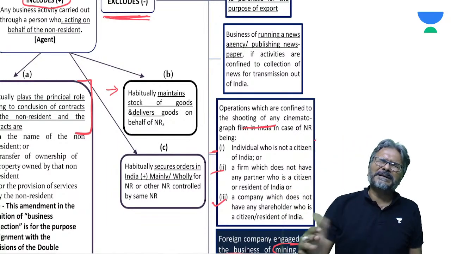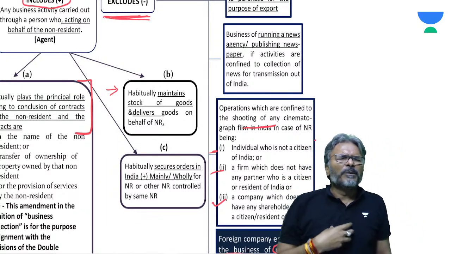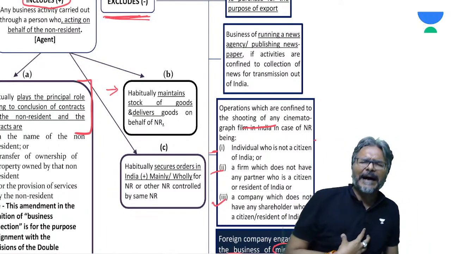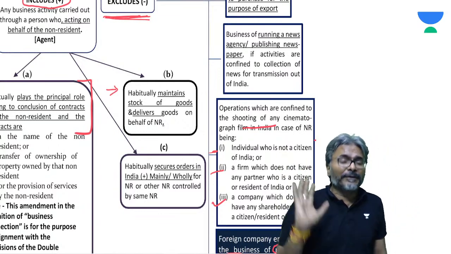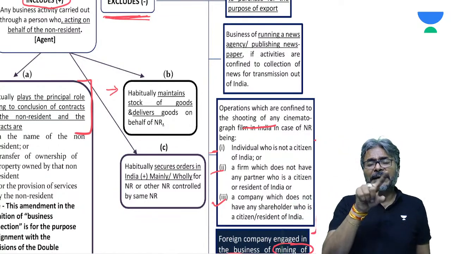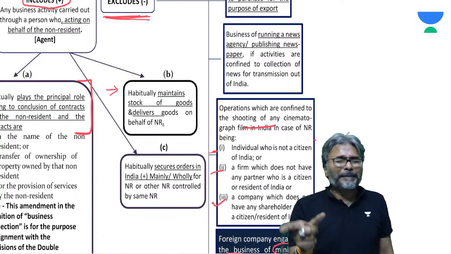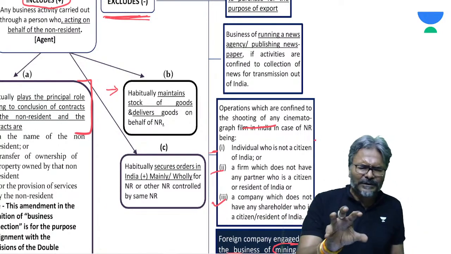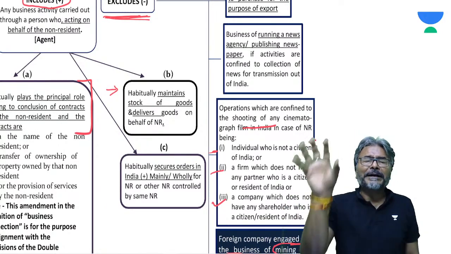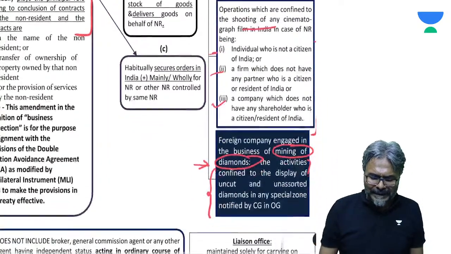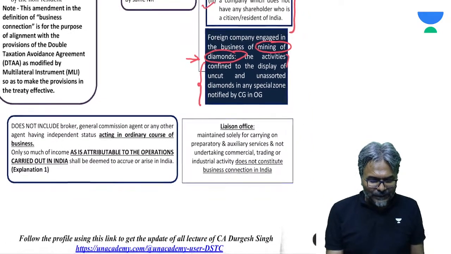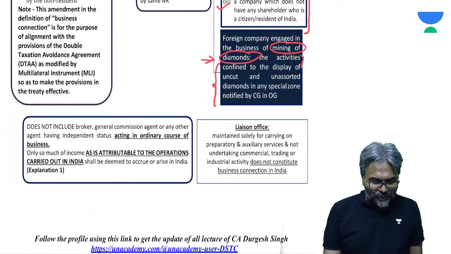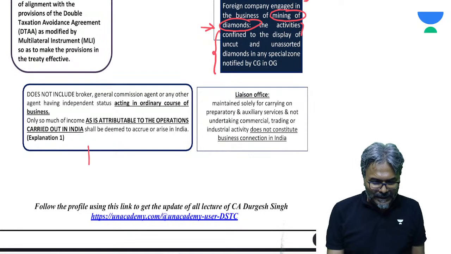And the last point, number C, is self-explanatory, students. What does point number C say? That the agent is habitually securing the orders on behalf of the non-resident. Although I must say points A and C are more or less overlapping, you don't worry, just focus on point A, because point number A is what is going to be there in your examination. Now the next question, students, which I can foresee in your examination is this particular point.